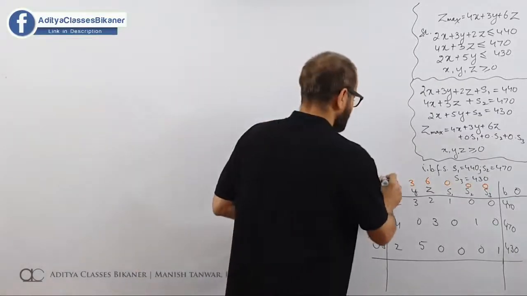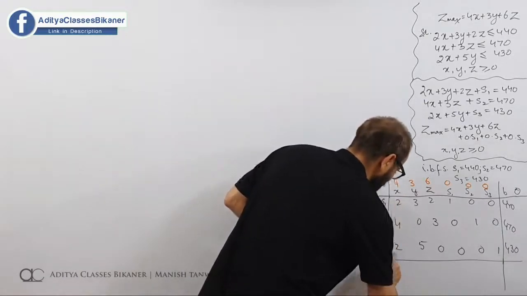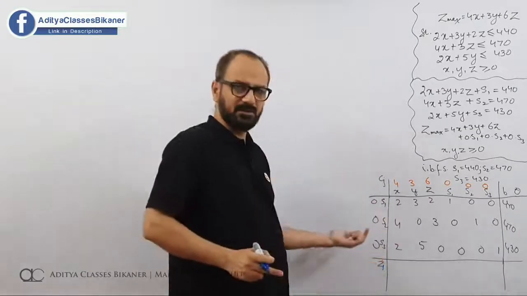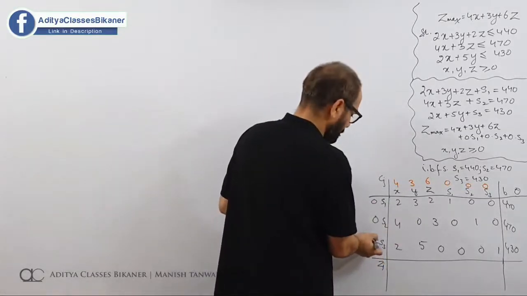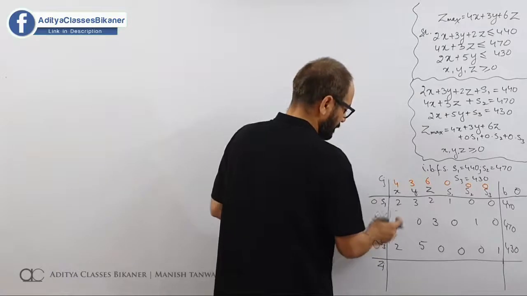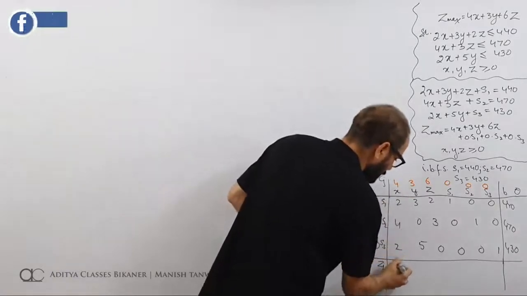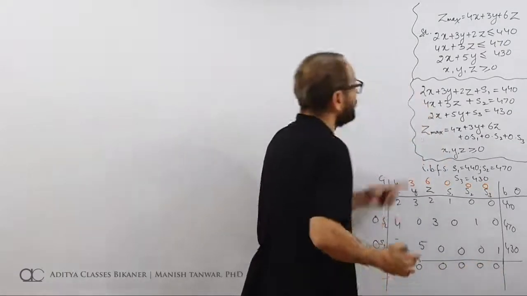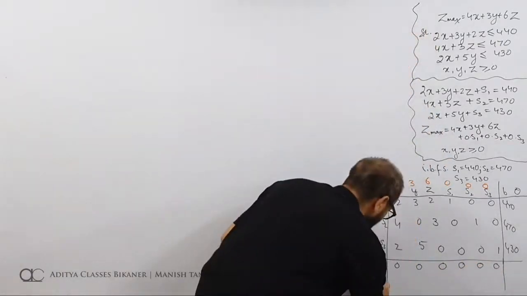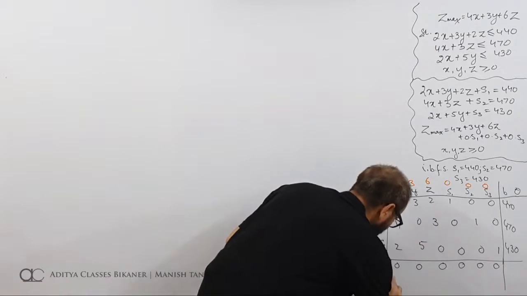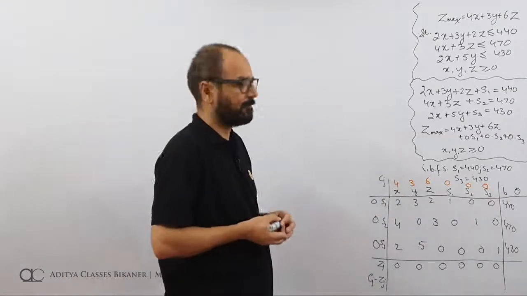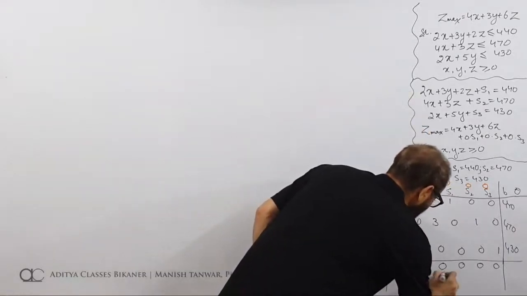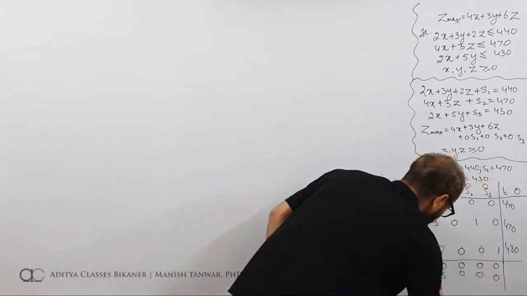We have Cj's and we have Zj. Zj is the sum product of the respective column with its contributions. So it will be 0, 0, 0, 0, 0 and 0. Then, being a maximization problem, I need Cj minus Zj. Cj minus Zj would give me 4, 3, 6, 0, 0 and 0.